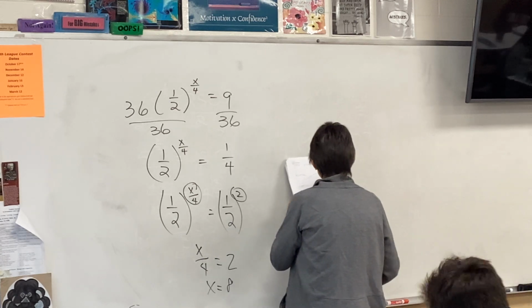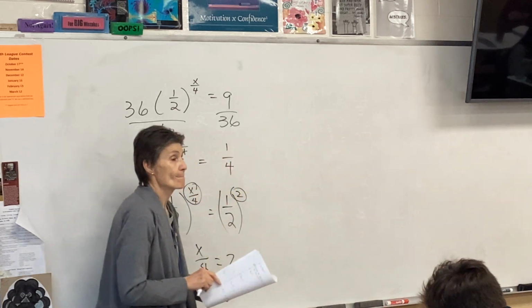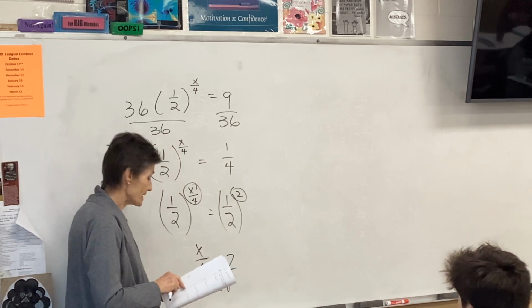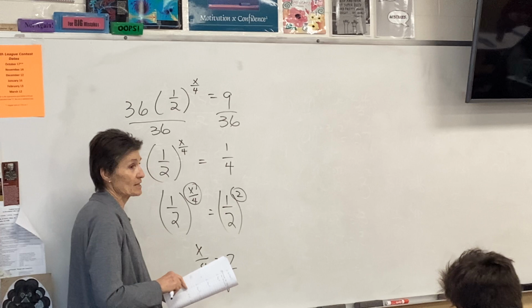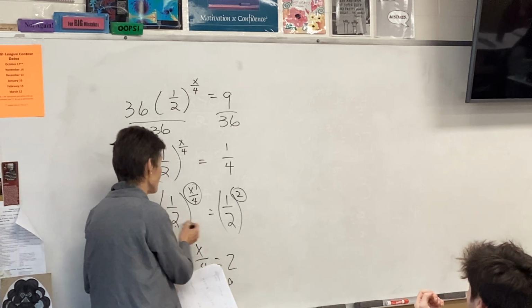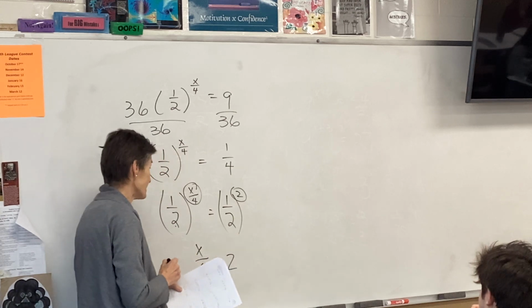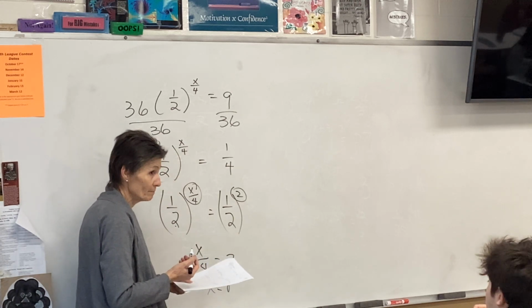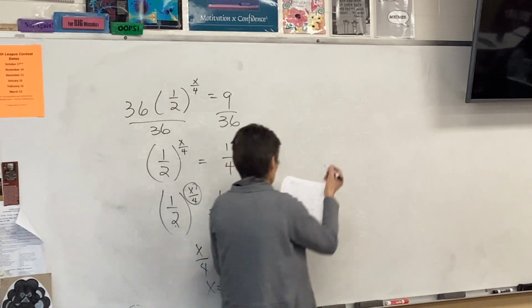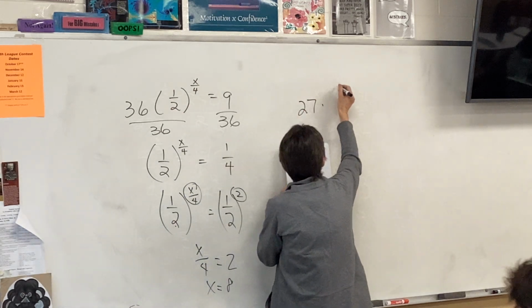Can you only set the exponents equal to each other if the base number is the same? Yep. That's why every single time, that's kind of been my mission. I want to make these two numbers match. It doesn't matter what I make them, as long as they match. All right, so here we go.